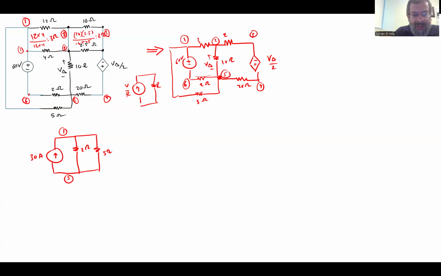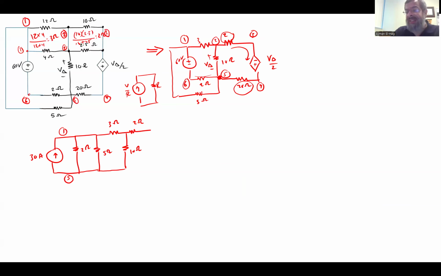And then we have the 3 ohm, then the 2 ohm, the 10 ohm, and now you can see here this 20 and this 2 are in series. If there is a current going this way, the current that goes here is the same current as the one that goes through the 20 ohm.